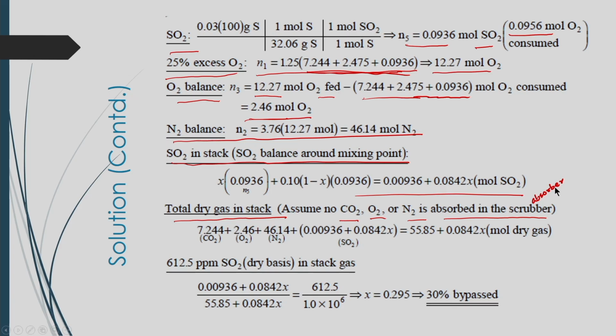So, we can say that if you do the total dry gas balance in this way, you can simply calculate the fraction X there for the sulfur dioxide. And since there is 612.5 ppm of sulfur dioxide on a dry basis in the stack gas, we can say that this fraction of bypass will be equal to 0.295 on a dry basis.